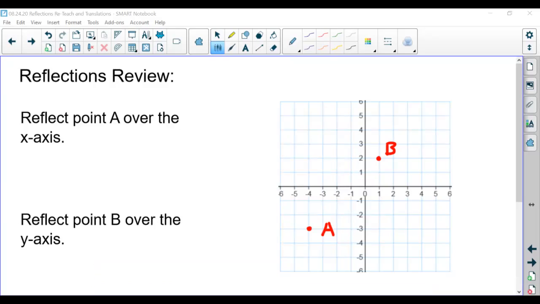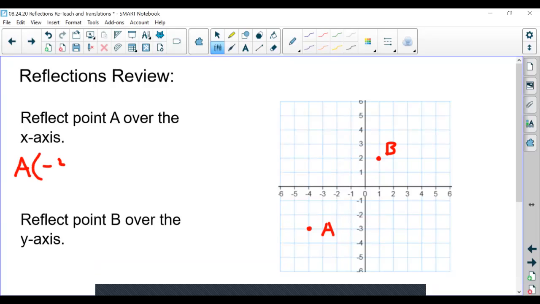A is at the point -4, -3. Remember, if we're talking about the x-axis, that's the horizontal line right here. That's the x-axis.